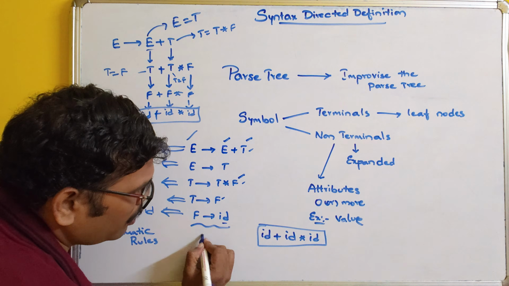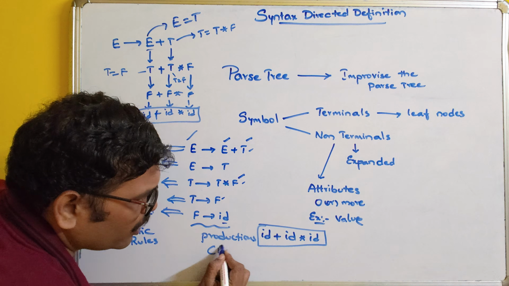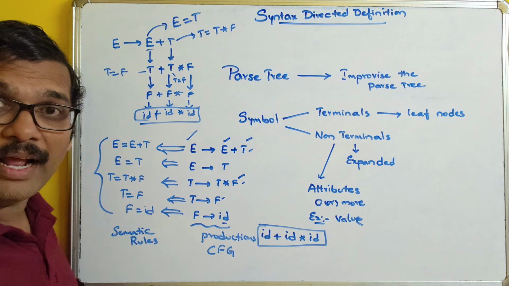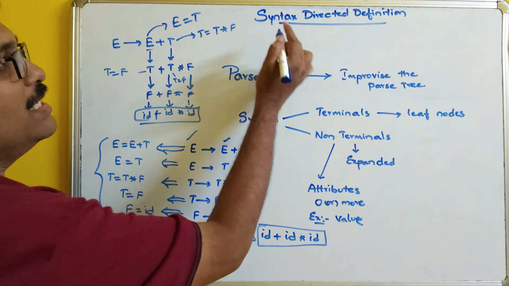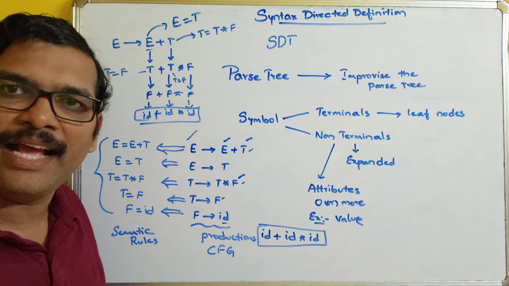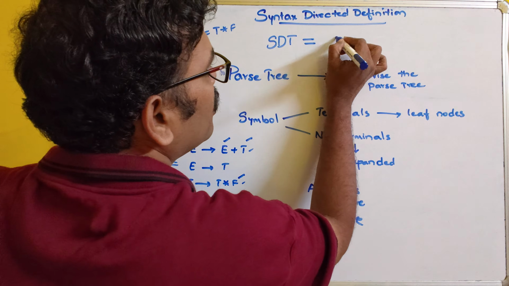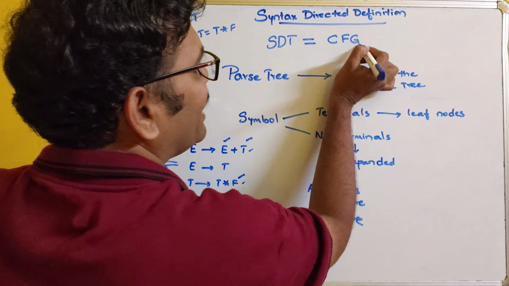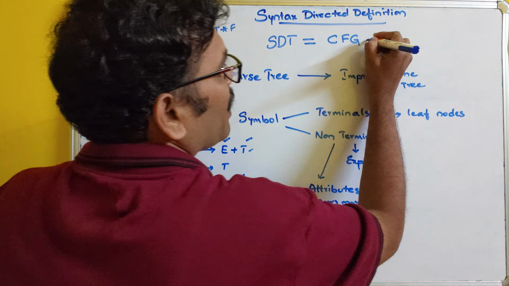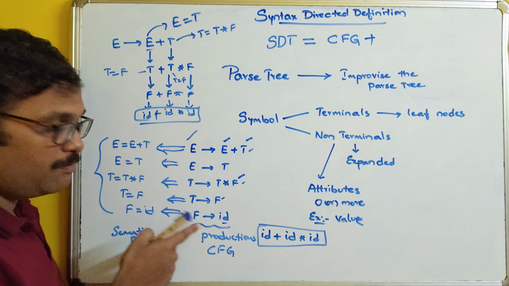And these are called productions. We usually call them a context-free grammar. So what is this SDT or SDD? Syntax directed translation or definition is equal to context-free grammar, that means these kinds of productions, plus some semantic rules.